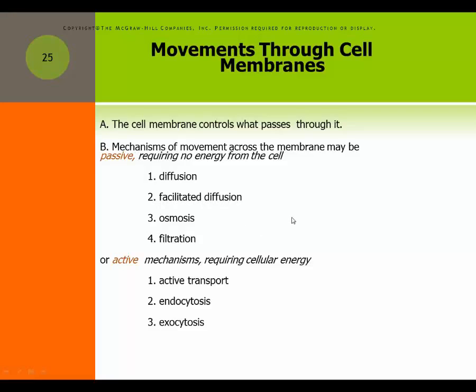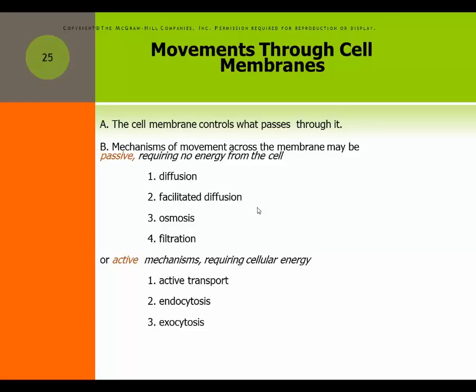This section of the textbook deals with the movement of substances across the cell membrane, whether it's moving into the cell or out of the cell. There are two main mechanisms, passive and active, and this video deals only with the passive mechanisms. Passive means that no energy is required from the cell.